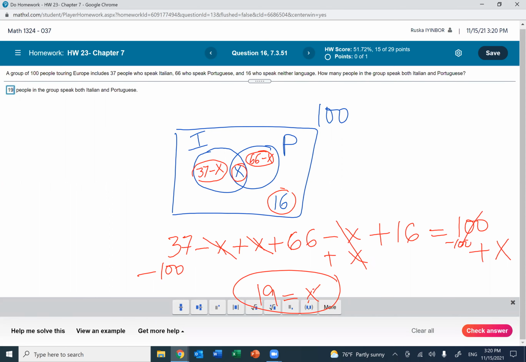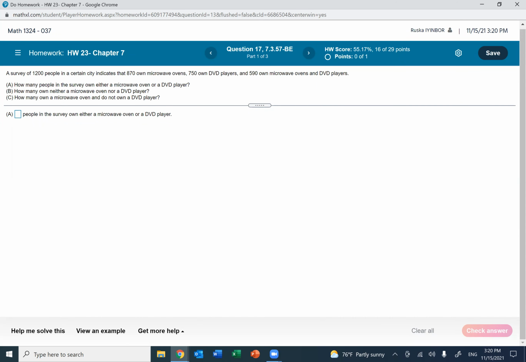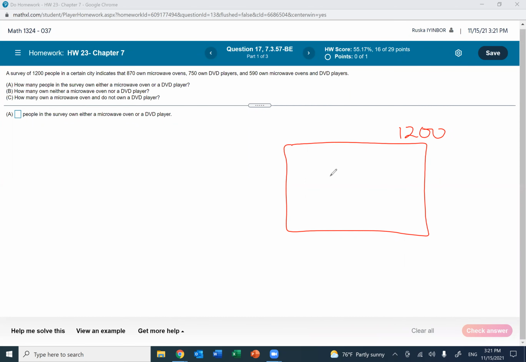Use the Venn diagram. Okay, then we have another one where you have a survey of 1,200 people in a certain city indicates that 870 own a microwave oven, 750 own a DVD player, and 590 own a microwave oven and DVD player. And they have a few questions here to answer. So let's draw a Venn diagram again. So we have the total number of people surveyed, 1,200.